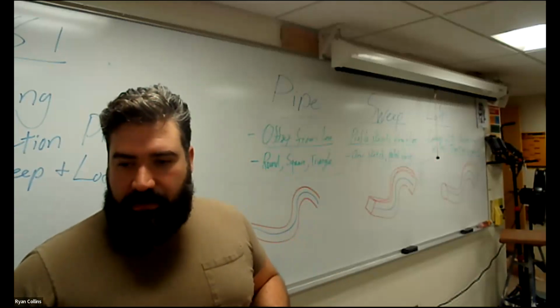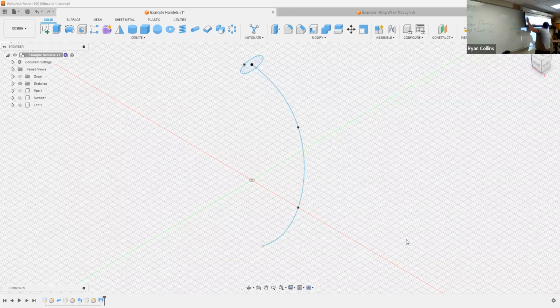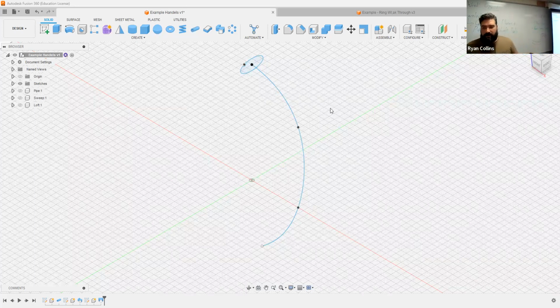Let me hop over to Fusion. All right, this is the problem of juggling the screens and such. There we go. Okay. So explaining more of the pipe, sweep, and loft tool.